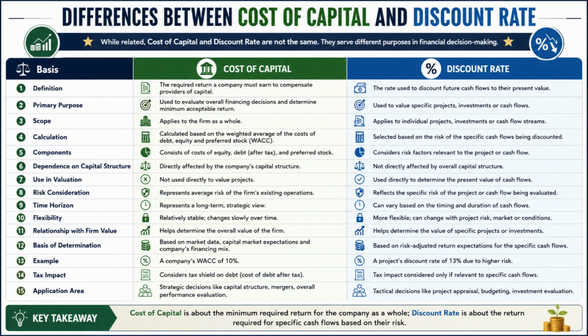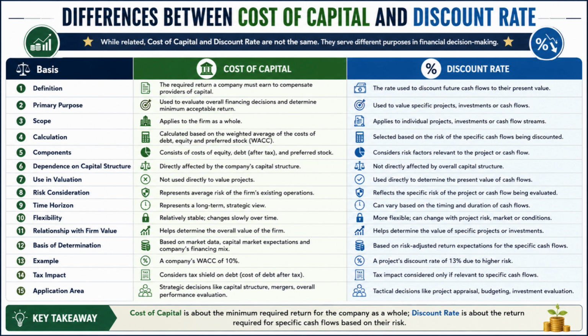Number 3. Cost of capital applies to the entire company or business, whereas discount rate applies to individual projects or specific cash flow streams. Number 4. Cost of capital is calculated using the weighted average cost of debt, equity, and preferred stock, whereas discount rate is selected according to the risk level of a project or investment.